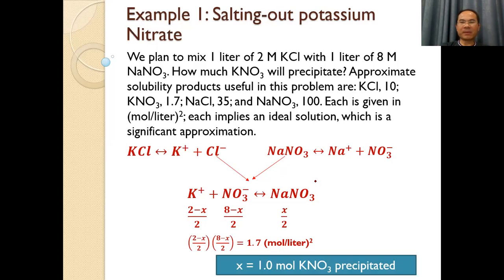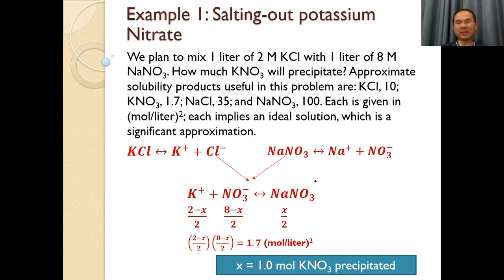Okay, the approximate solubility products useful in this problem are KCl 10, potassium nitrate 1.7, sodium chloride 35, and sodium nitrate 100. Each is given in moles per liter squared. Each implies an ideal solution, which is a significant approximation.